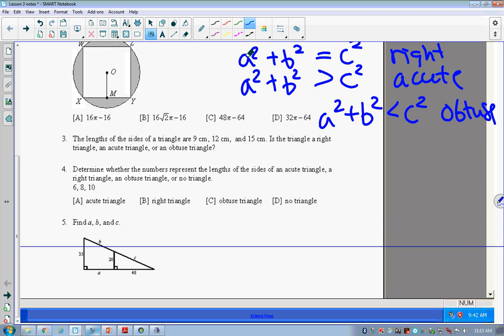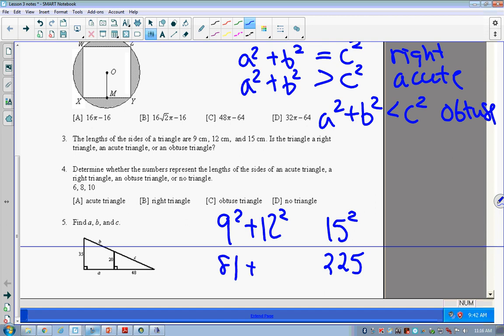Now, what is my longest side in this question? 15. So what we're saying is, what is the relationship of 9 squared plus 12 squared in relation to 15 squared? I know 15 squared is 225. I know these are 81 and 144. What is 81 plus 144?